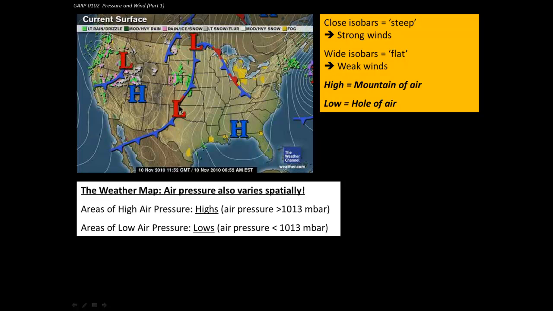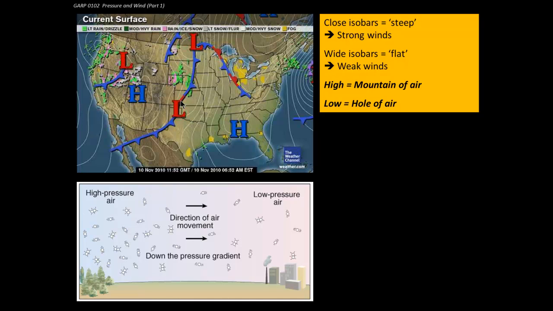Air pressure is never constant across space. And if you travel across the country, you travel across the region, you travel across the world, air pressure will always change. There's always areas of high pressure. And you can think about areas of high pressure as mountains of air, piles of air, if you will. And low pressure areas you can sort of envision as areas of lack of air or holes of air, if you will. Right? So let's see what happens if we play this out.